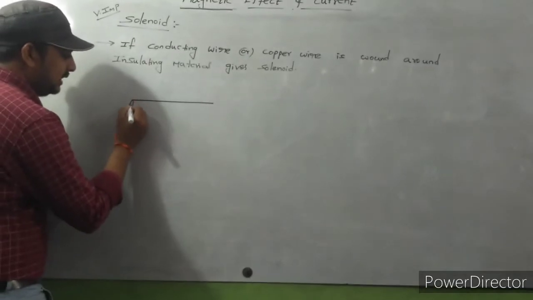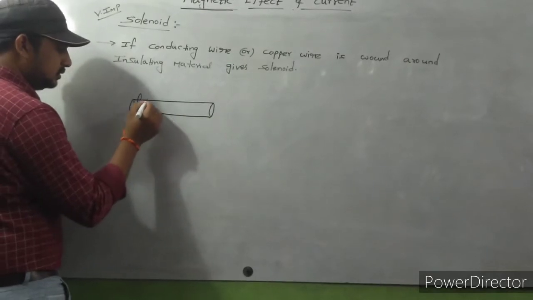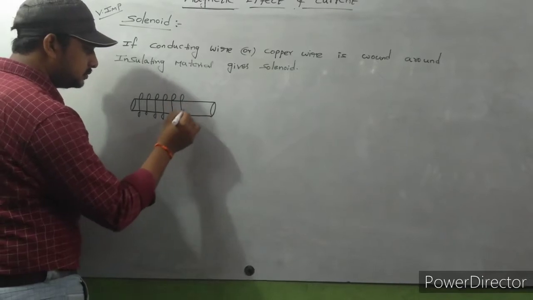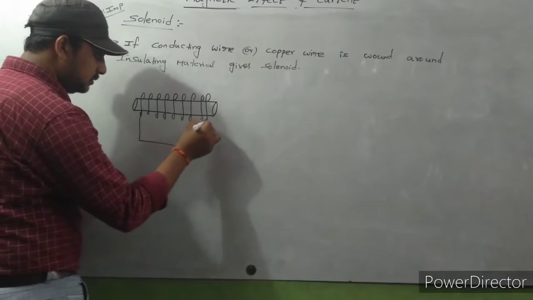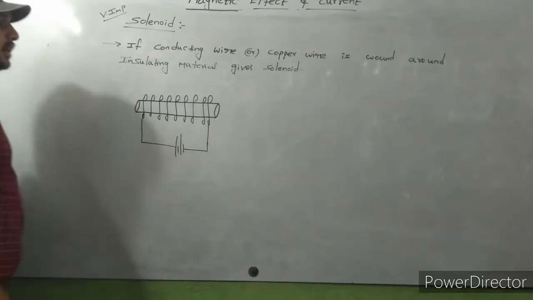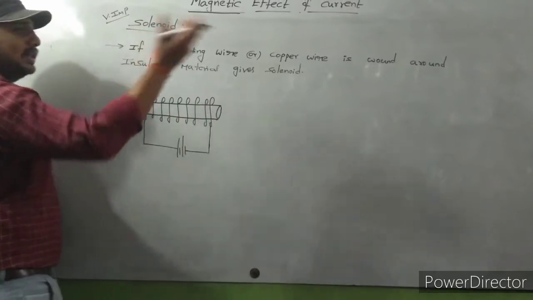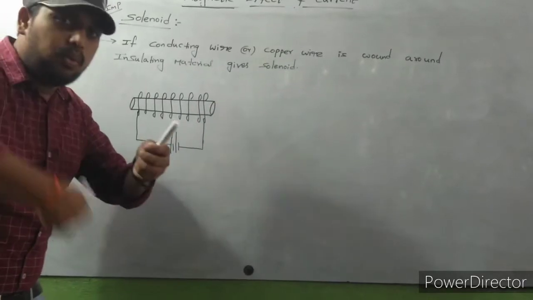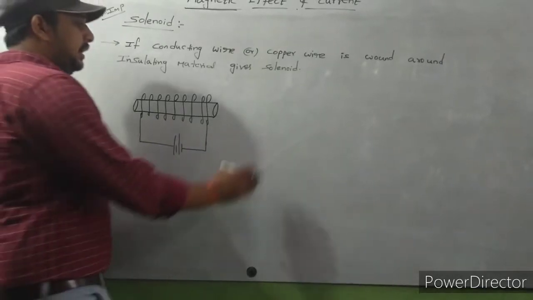So for example, this is some insulating material I consider. If we wind this copper wire around it, and these ends are connected to a battery source, this setup will give a solenoid. What is meant by solenoid? If a conducting wire or a copper wire is wound around insulating material, it gives a solenoid.